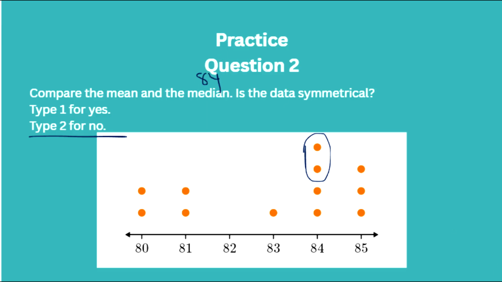And let's find the mean. Add them all together. 80 plus 80, 81, 81, 83, 84, 84, 84, 84, 85, 85, 85. Gives us 996 divided by 1, 2, 3, 4, 5, 6, 7, 8, 9, 10, 11, 12. Gives us 83. You can see it's not symmetrical.